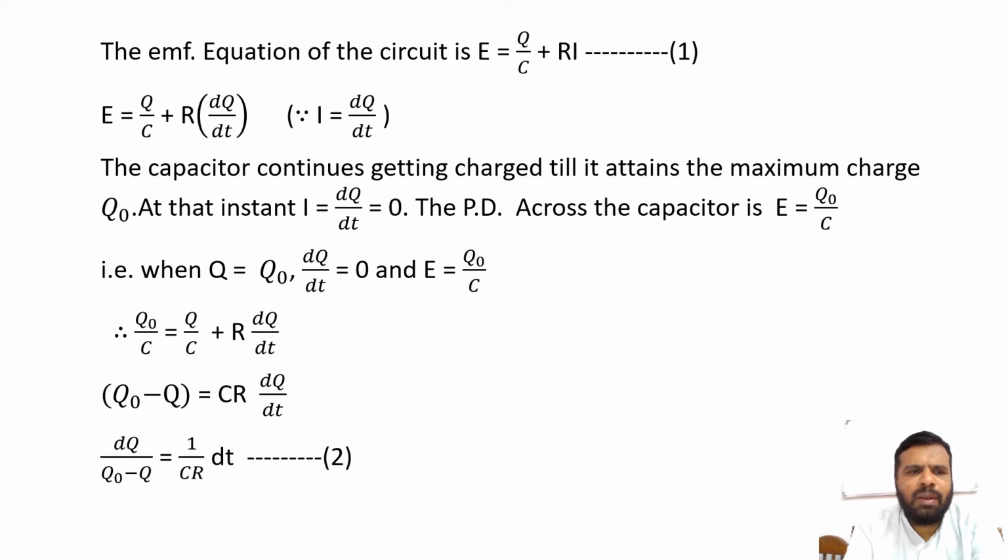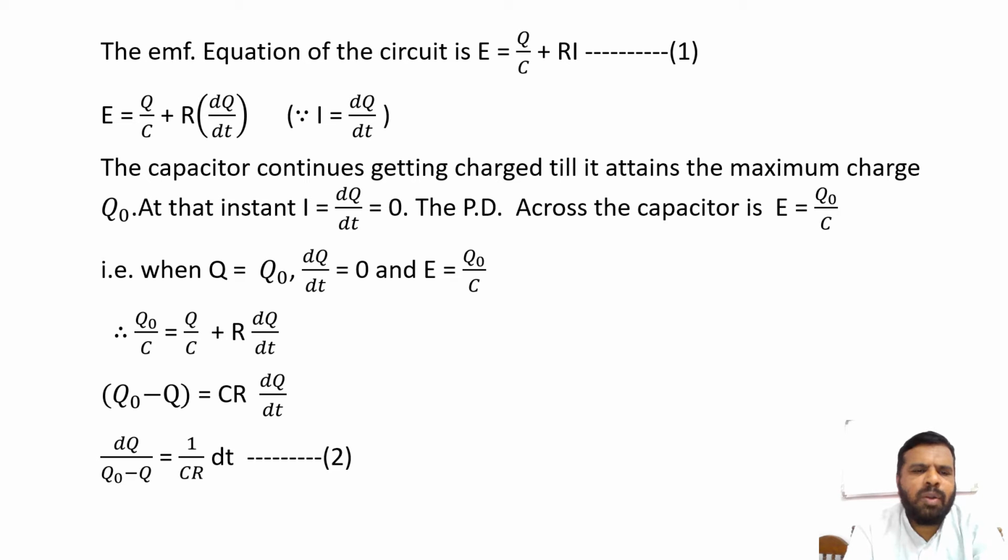Call this as equation number 1. E is equal to Q divided by C plus R into dq by dt, because I is equal to dq by dt. The capacitor continues getting charged till it attains the maximum charge Q0. At that instant, I is equal to dq by dt, that is equal to 0. The potential difference across the capacitor is E is equal to Q0 divided by C. That is, when Q is equal to Q0, dq by dt is equal to 0 and E is equal to Q0 divided by C.